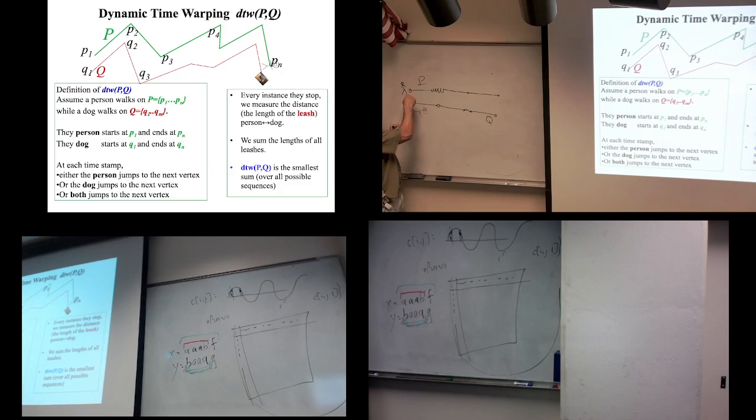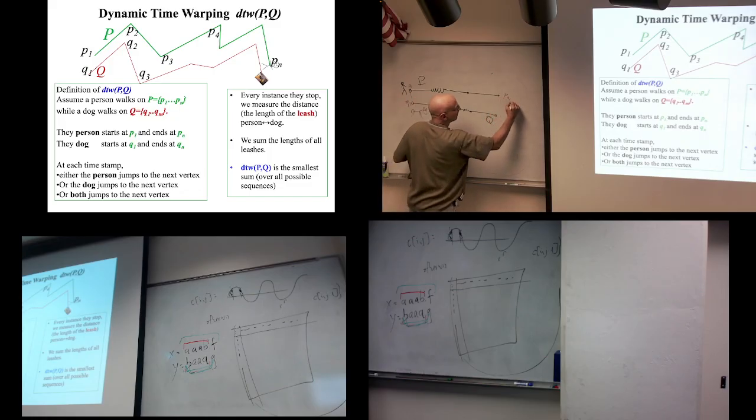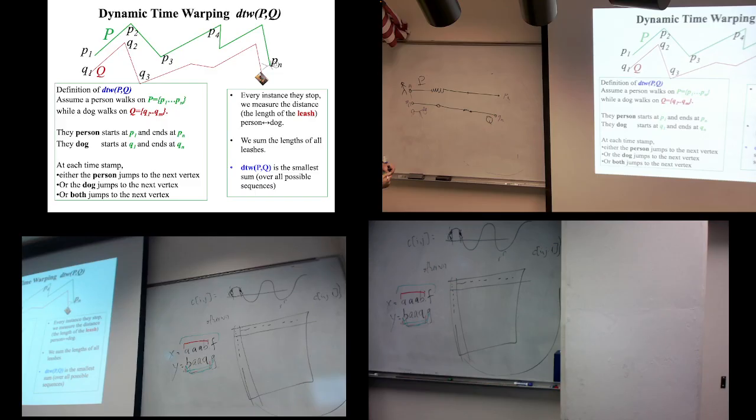Dog is here, person is here, that's the length of the leash. P1, Q1. You don't have control about where they start, you don't have control about where they stop. What you have control over is who moves when. But moving is always to the next vertex, if they move. And it's OK if one of them stays in the same location. So what would be a possible schedule?